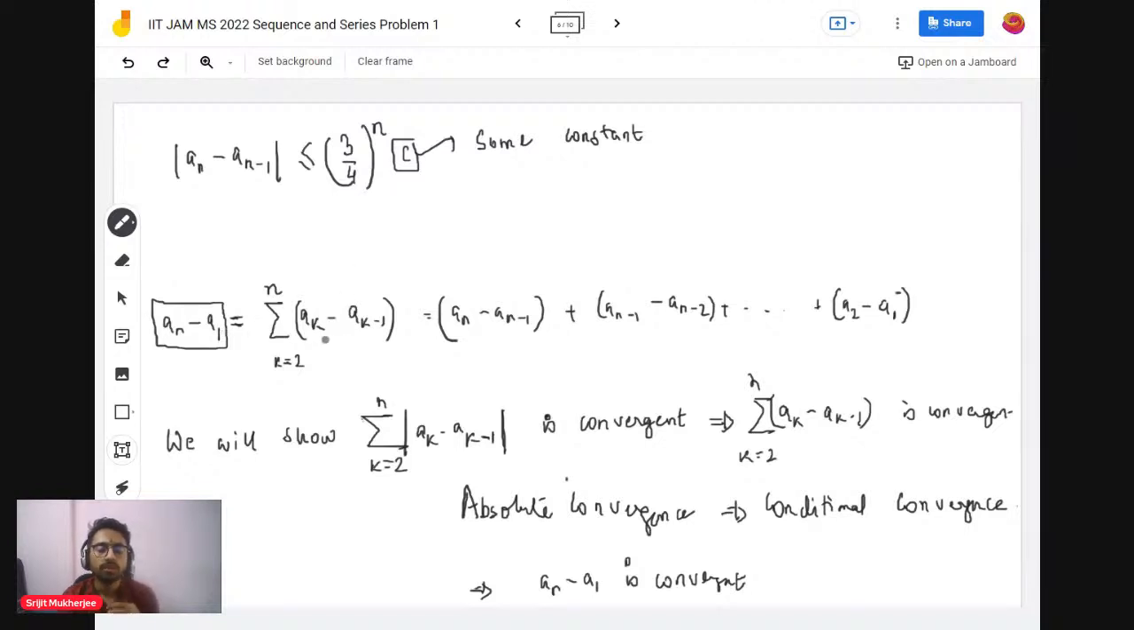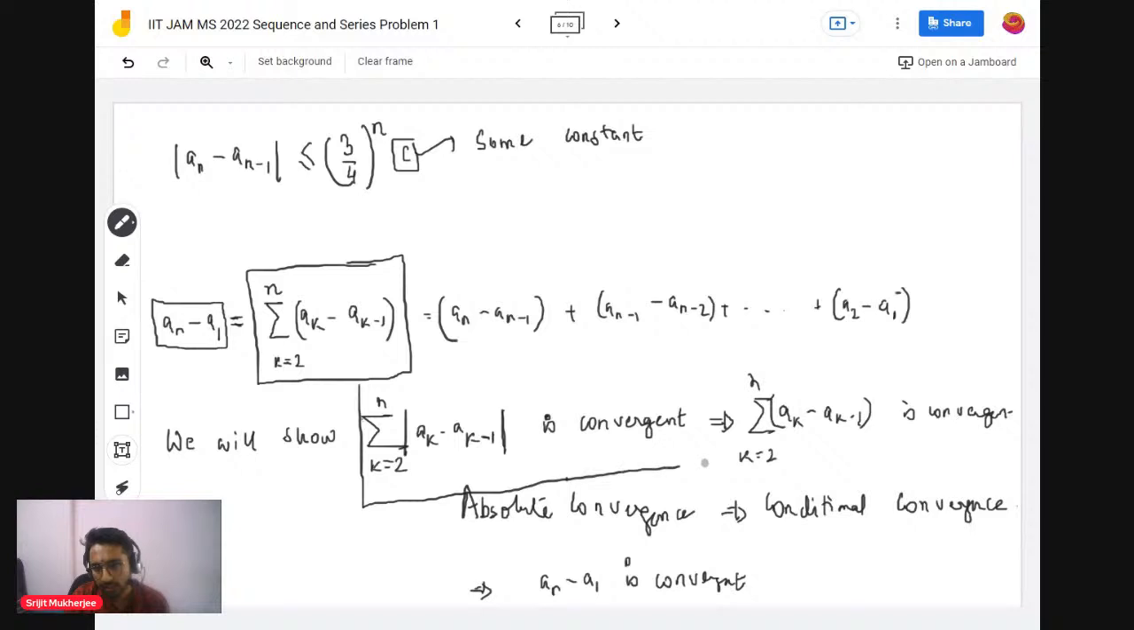Now we will show that this sum is convergent when n tends to infinity. We will show that this series is convergent. What we will show is that this series is actually absolutely convergent, which will imply convergence. And if this is convergent, it means that a_n minus a_1, the nth partial sum, is actually convergent.